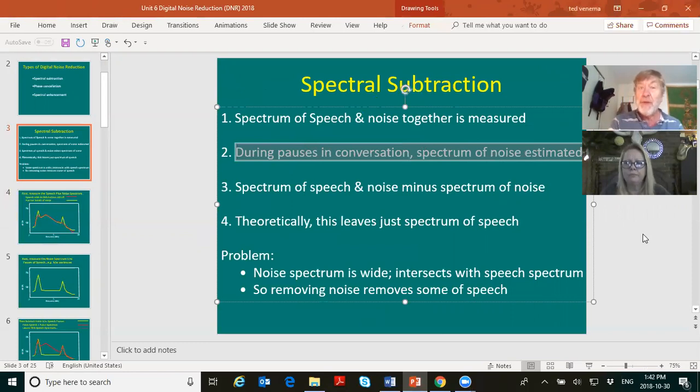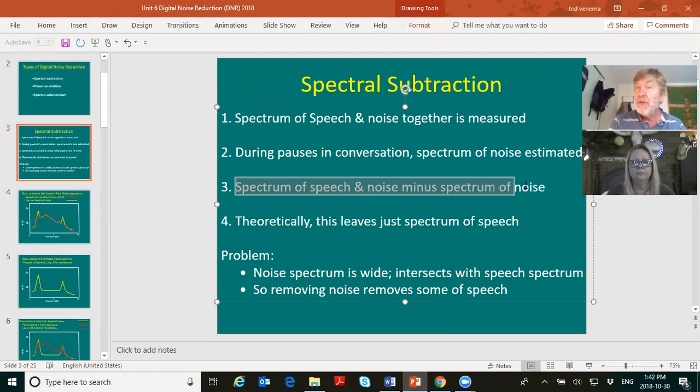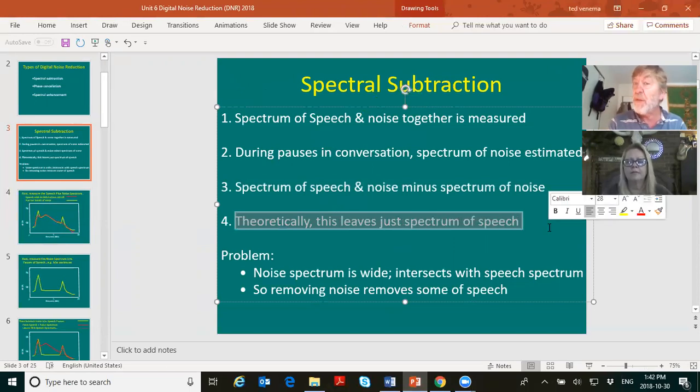And then number 3, take the spectrum of speech and noise together and subtract just the spectrum of the noise that you picked up between the sentences. And theoretically, that would leave you with just the spectrum of speech. So you take B and subtract it from A plus B, and you're left with just A. It sounds logical to me. The idea was smart.